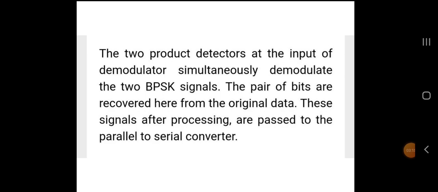The two product detectors at the input of the demodulator simultaneously demodulate the two BPSK signals. The pair of bits are recovered here from the original data. These signals after processing are passed to the parallel to serial converter.